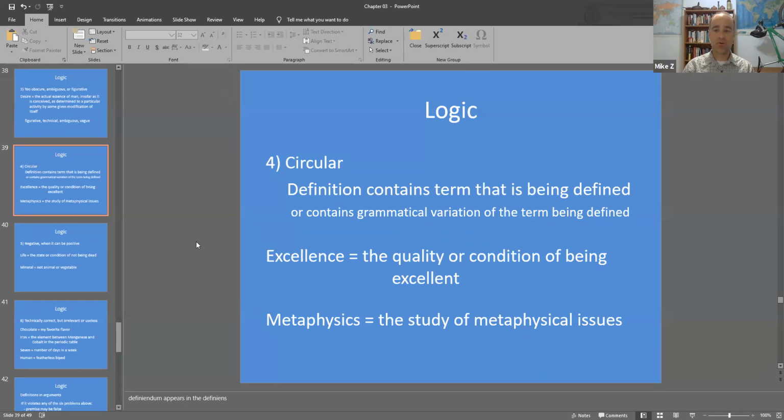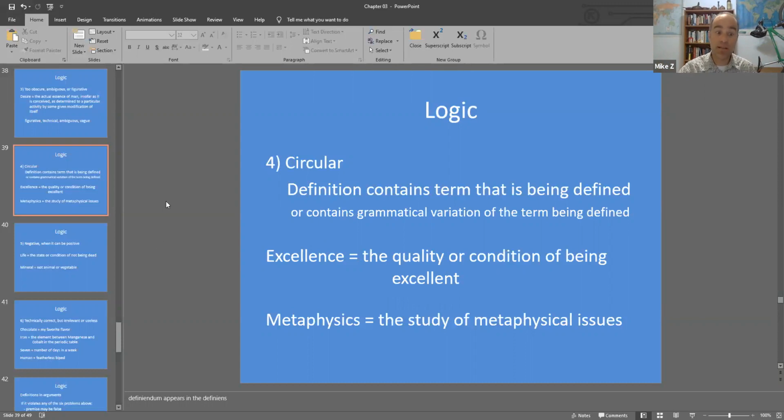It's thoroughly unhelpful, right? If you didn't know what excellence is, then saying that it's the quality or condition of being excellent is not going to help you. Or metaphysics. This is one that a lot of people don't know what that is. So, oh, metaphysics is the study of metaphysical issues. Okay, well, now we're right back where we started, which is, what are metaphysical issues? Give me the real account of what metaphysics is.